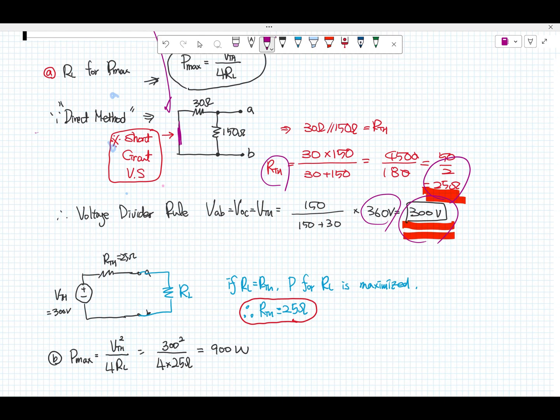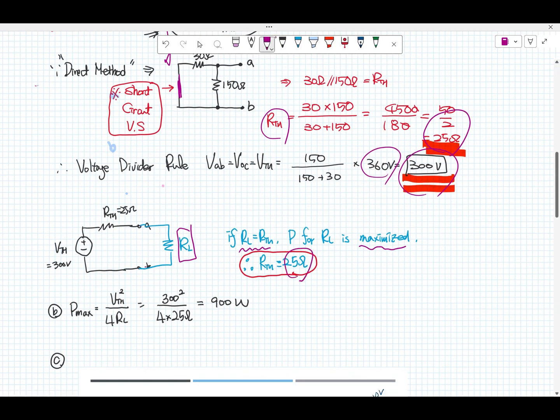So faster, it's good. Now after we connect the load resistor R sub L at the open circuit A and B, R sub L is equal to R sub TH, meaning power for R sub L is maximized. The answer is 25 ohm. And then for P sub max, we already know the formula. We know R sub L is 25 ohm, V sub TH is 300 volts. Finally, we can find 900 watts. That was the maximum power for R sub L.